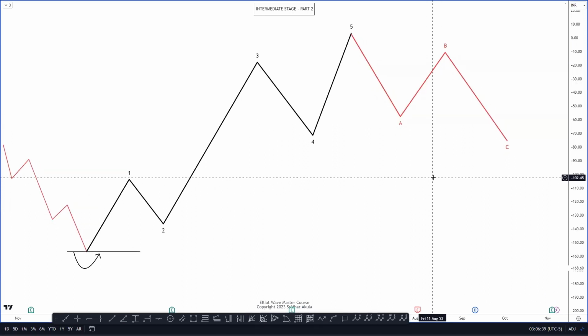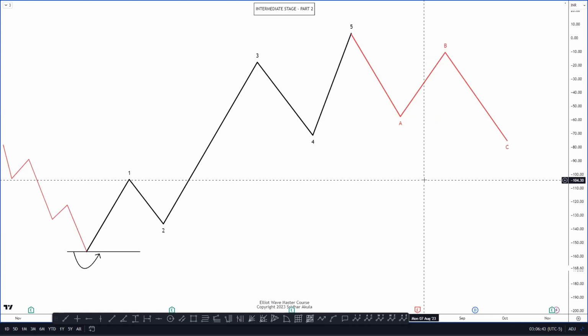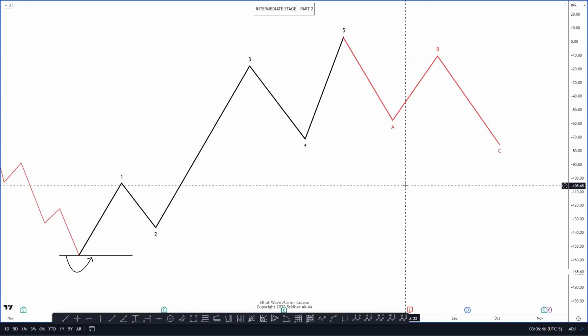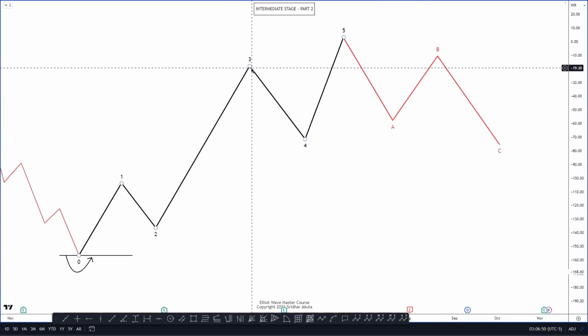Now, why are we using calculations for impulses and ABC? Obviously, we want to know when the market can turn, from which price level it is expected to turn. Everything has a limit, everything has a correction, and the market can only go so far.